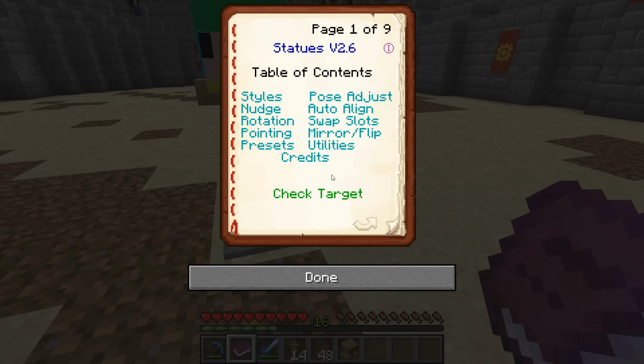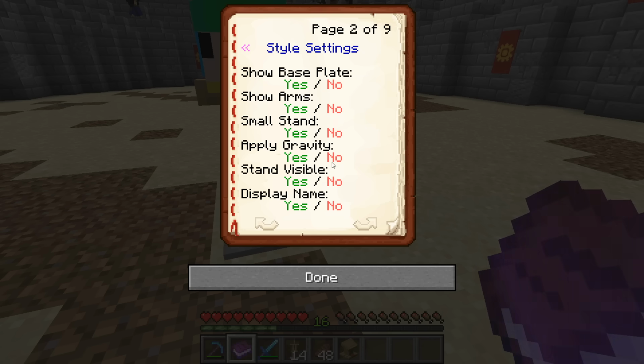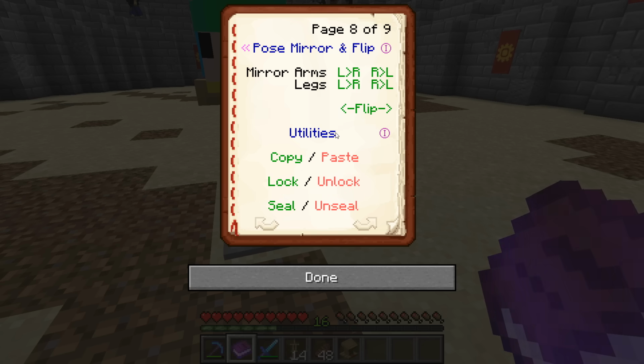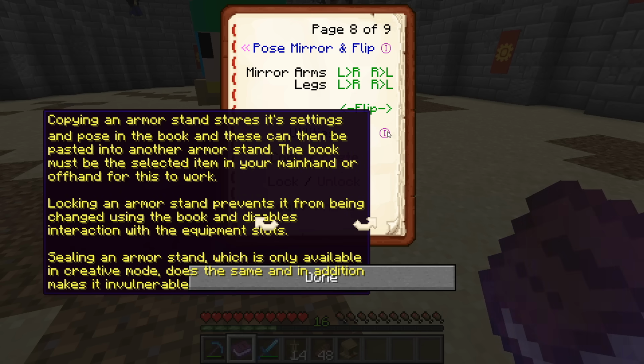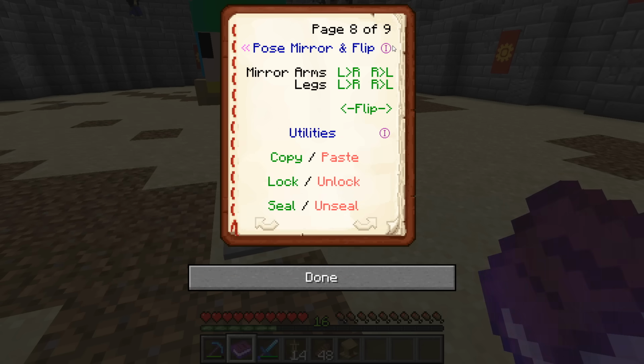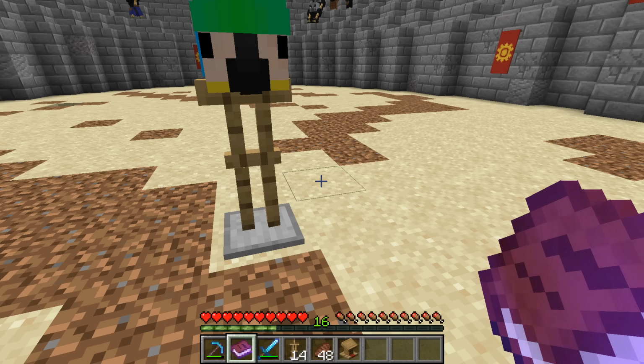So the very first page of the book. This doesn't really tell you much. However, you can flip over to a page if you really want to. So if I wanted to go, for example, to the mirror flip page, I would just do that and it would take me automatically to where I wanted to be. And these purple circles tell you what's going on if you get confused or you forget.